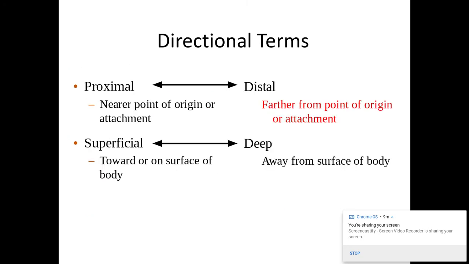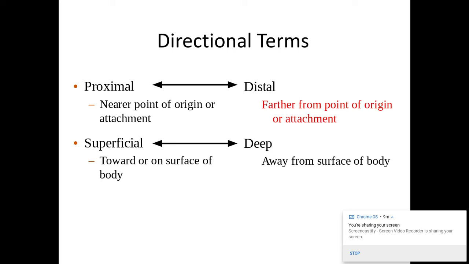You have what is called proximal and distal. Proximal is closer to the point of origin or attachment, and I'll explain in a moment. And then you have distal, which is further away. So if we're talking about our hip, my hip and my lower leg, my knee is proximal to my hip versus my ankle.